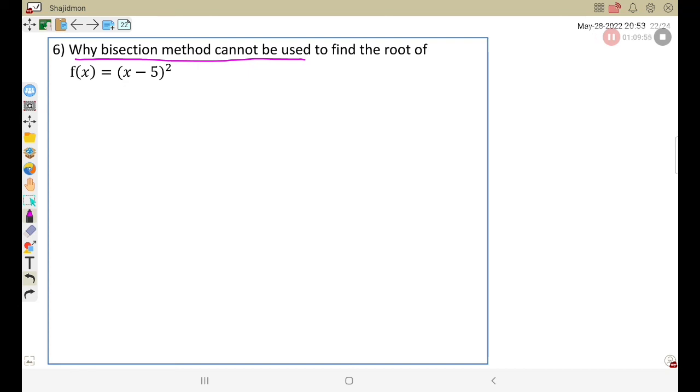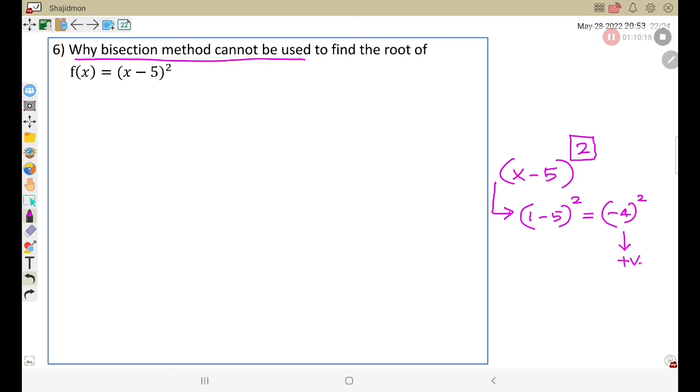Why? The reason is that here the power of x minus 5 is 2, an even number, correct? Whatever number you take for x, for example x equal to 1, 1 minus 5 is minus 4, power 2. But power 2 means the result should be a positive number. If you take 2, 2 minus 5 is minus 3, power 2, and minus 3 power 2 is positive. So for any number you take, because of the power 2, you always get a positive value, correct?